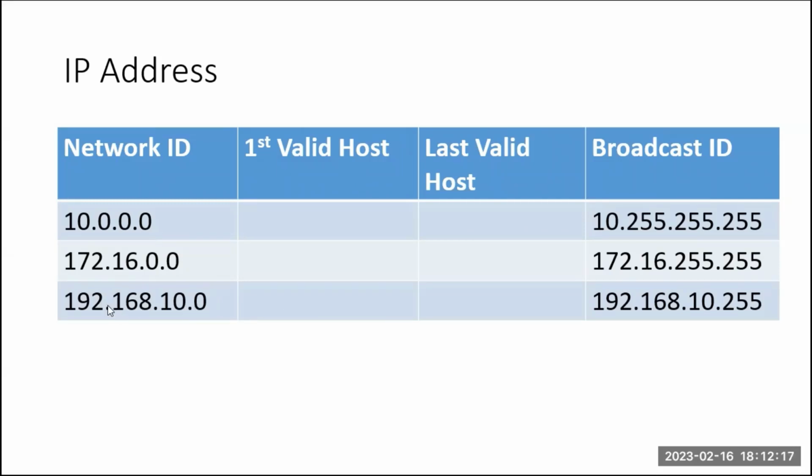All right. For 192.168.10.0, if you want to send out a message to all the machines on this particular network, you'd use this one. So what are the valid hosts for each? The first valid host is going to be the number just after the network ID. And the last one is going to be the number just before our broadcast ID.